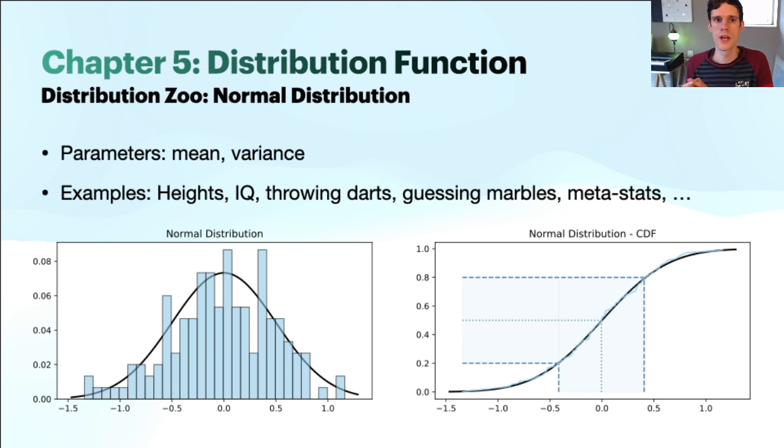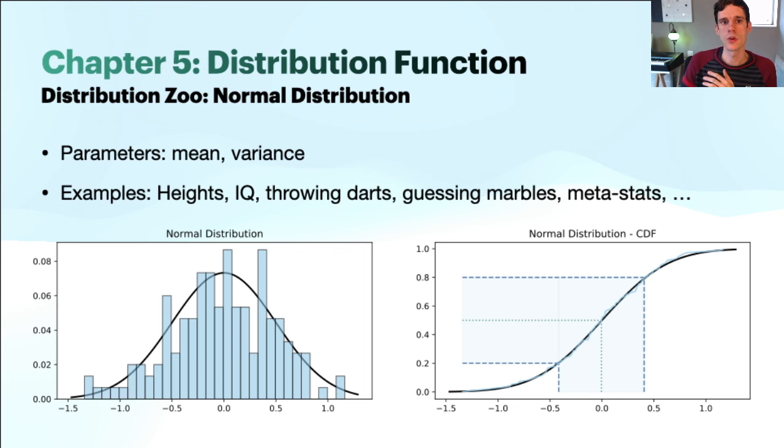And some examples are the height of people, or even trees within a forest, IQ, or even throwing darts at a dartboard. But also, if you have a transparent jar of marbles and you let people guess how many marbles are in the jar, then the guesses will be normally distributed. And something very interesting is that the mean of this normal distribution will be very close to the actual number of marbles in this jar. And this is also collectively known as the wisdom of the crowds.